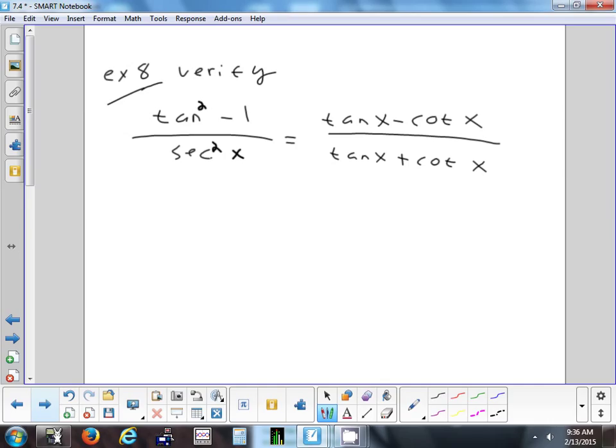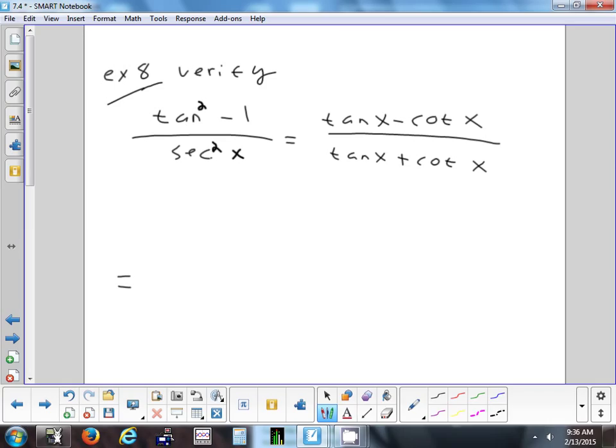Anybody have a suggestion besides changing to sines and cosines? I don't think we've used this identity yet today, but it was on the other page. I think somebody suggested it once, but we never used it. Well, that's another hint. Why don't we start with the right-hand side? Okay. Start with the right-hand side, and we'll try to change it into the left. Would you use the reciprocal property and then change the cotangent to 1 over tangent? Yeah. Let's change everything to tangent.